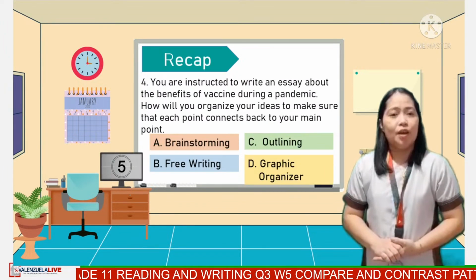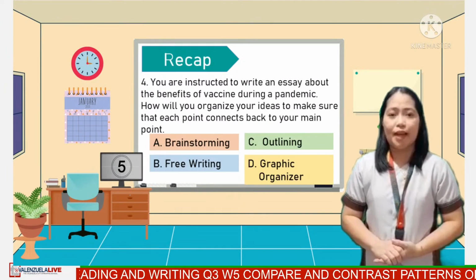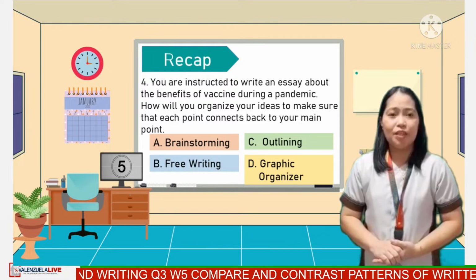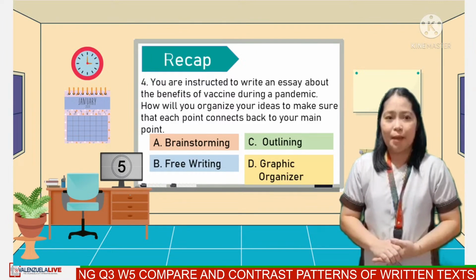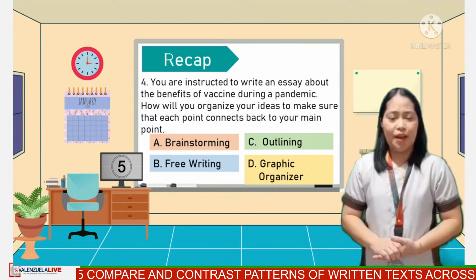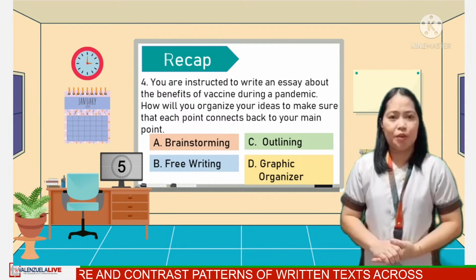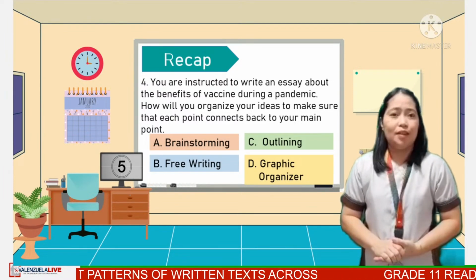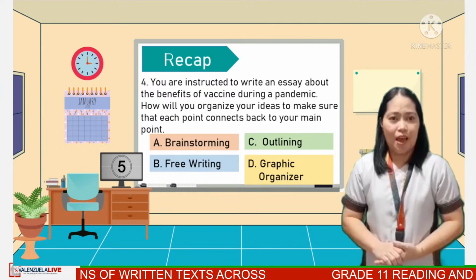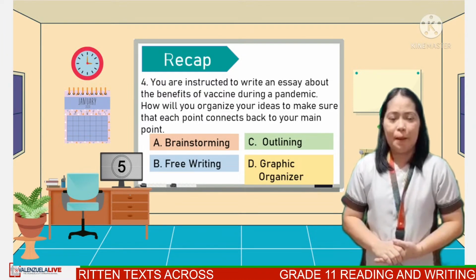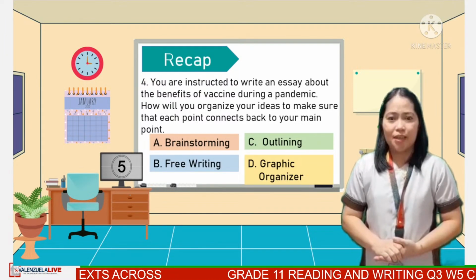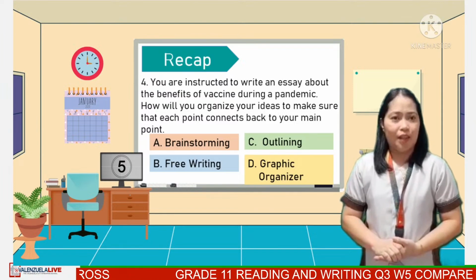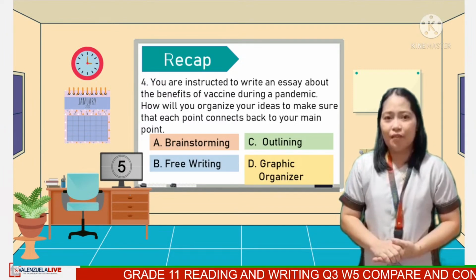Number 4. You are instructed to write an essay about the benefits of vaccine during a pandemic. How will you organize your ideas to make sure that each point connects back to your main point? The choices are A, brainstorming, B, free writing, C, outlining, D, graphic organizer.